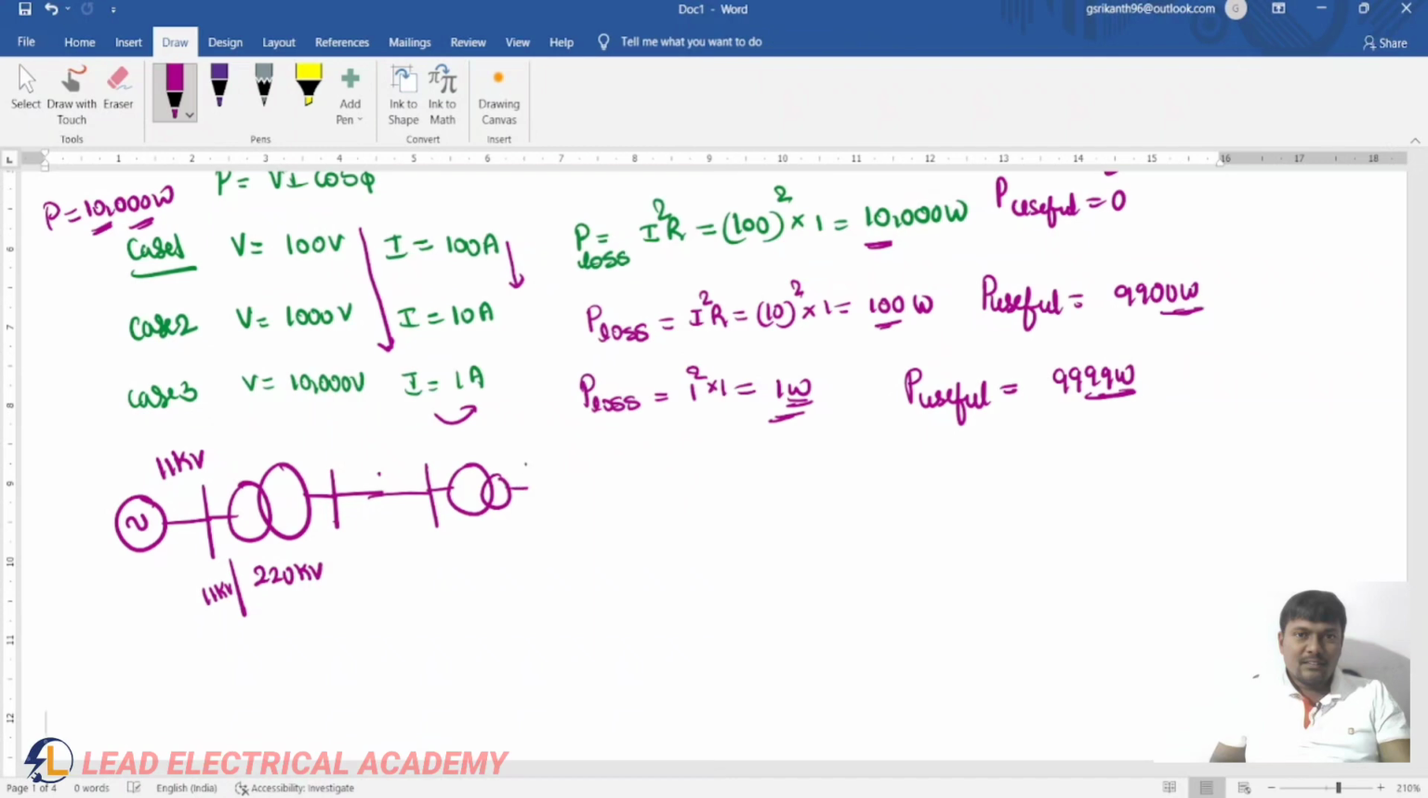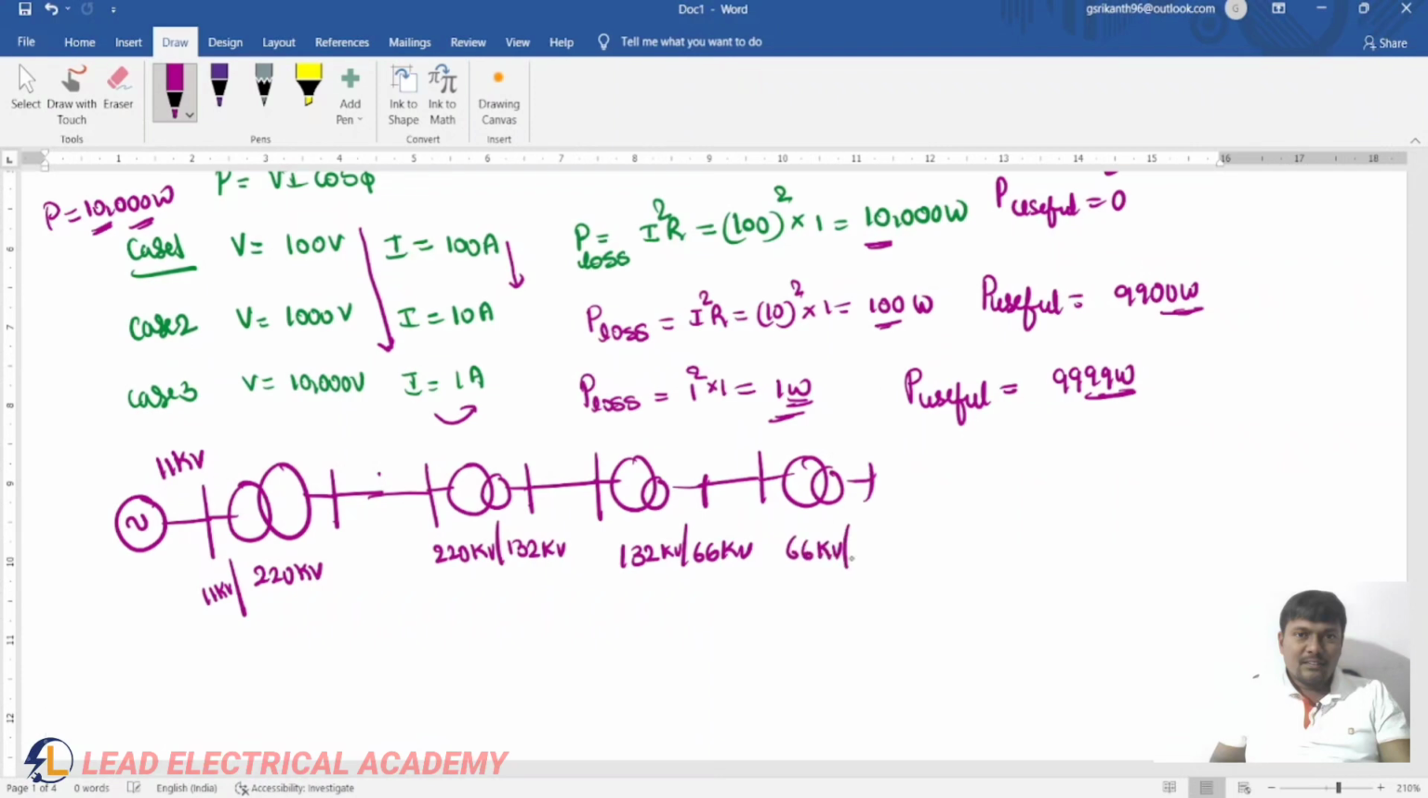So again I am decreasing this 220 kV to 132 kV, and 132 kV to 66 kV, and again it is stepped down from 66 kV to 33 kV, and again stepped down from 33 kV to 11 kV, and this 11 kV is stepped down to 400 volts, and we are having R phase, Y phase and B phase, and one more, the neutral point.